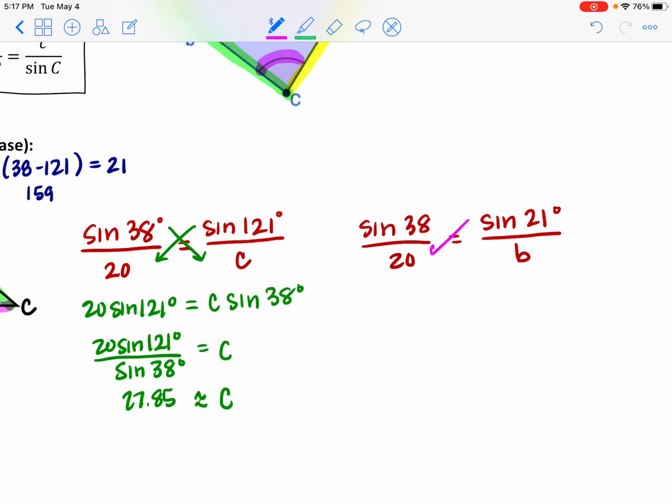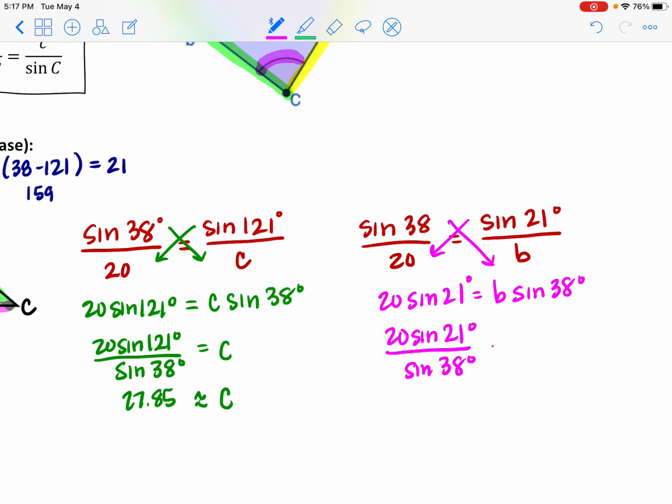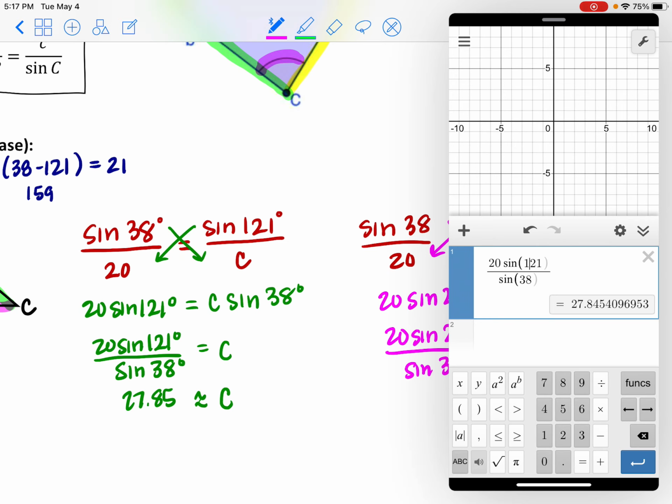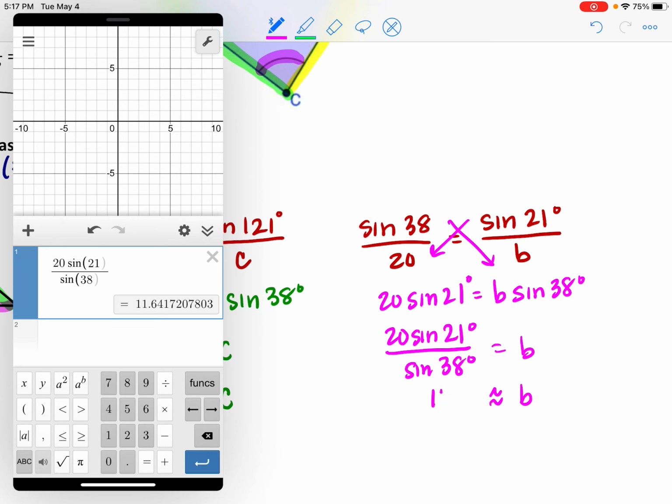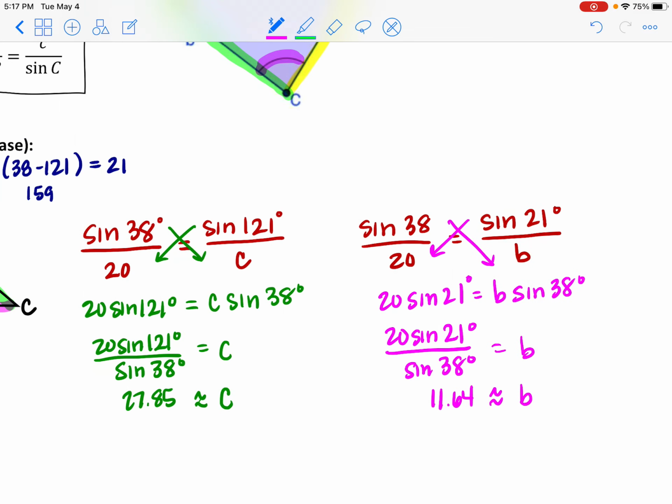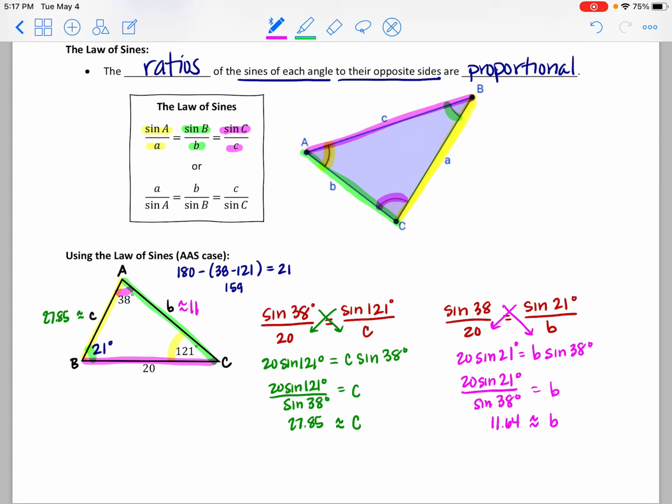Do this one in pink this time. So 20 times the sine of 21 degrees has to equal B times the sine of 38 degrees. So again, if I want to solve for B and it's being multiplied by the sine of 38, I will divide that over. So 20 times the sine of 21 degrees divided by the sine of 38 degrees is going to equal B. And then again, we will use our calculator to approximate. And I'm going to cheat. That just needs to change from a 121 to a 21, so B is going to be about 11.64. And there you have it. So this is about 11.64.